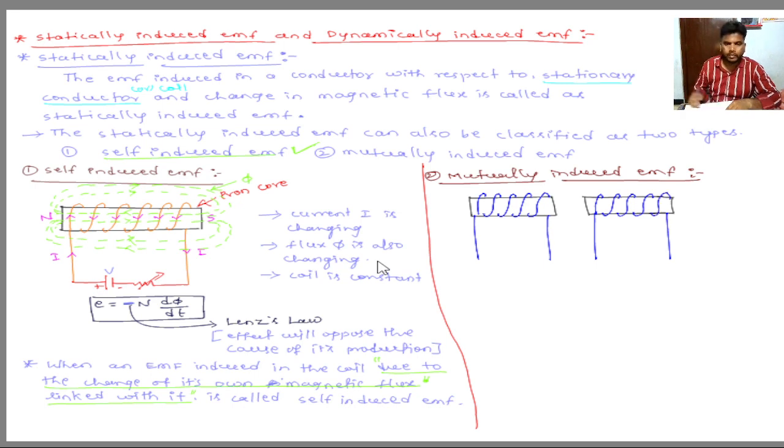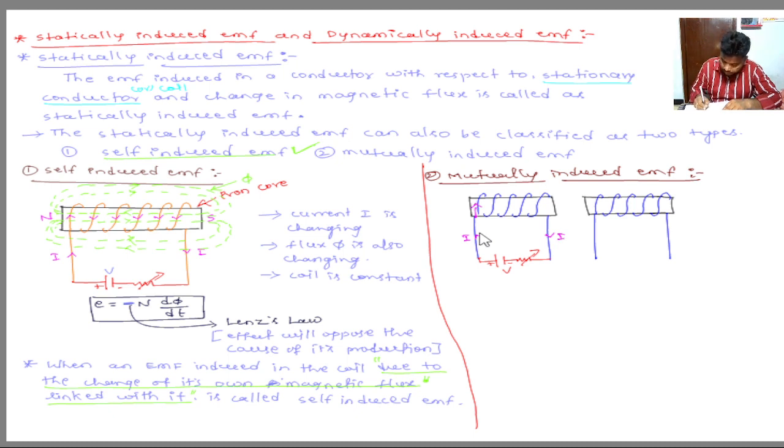In these two coils, this is coil 1, and this is coil 2. The first coil is connected to the supply with a variable resistor. What will happen when it is connected to this supply? Then a current I is flowing in this coil.